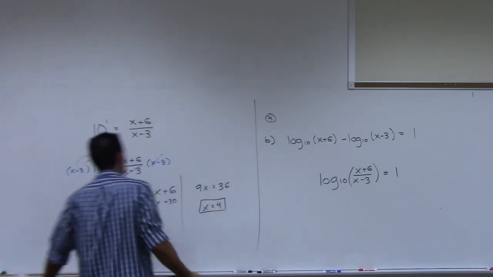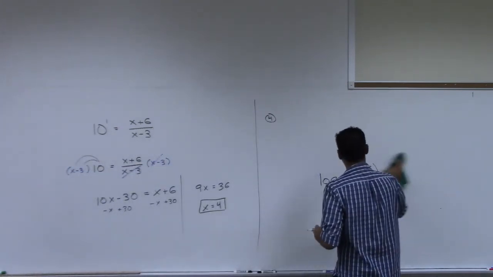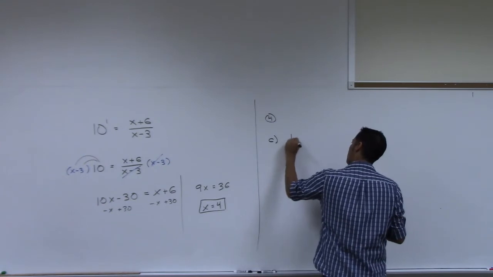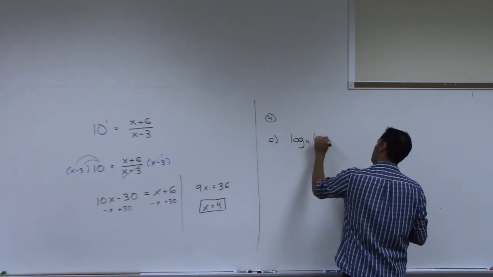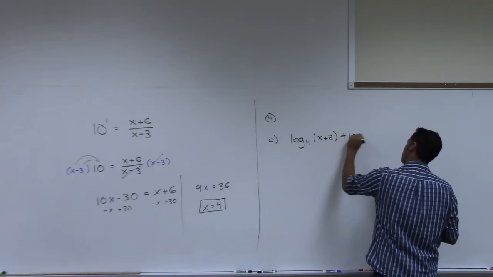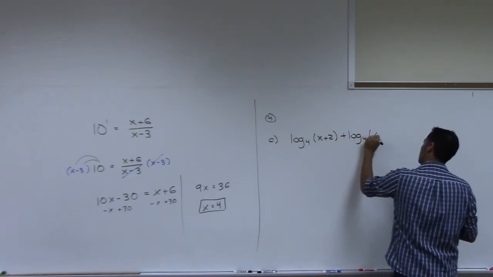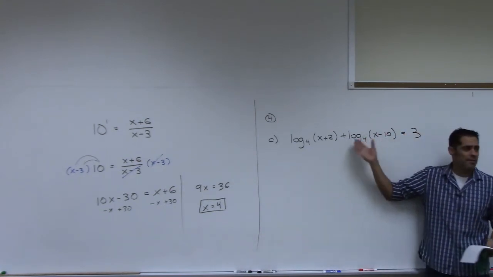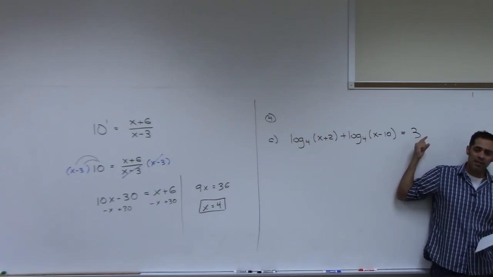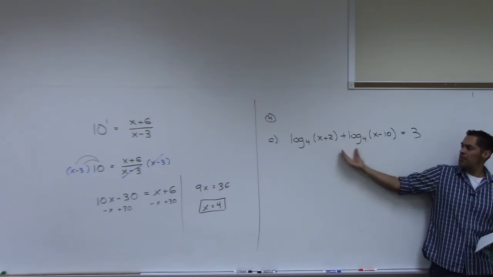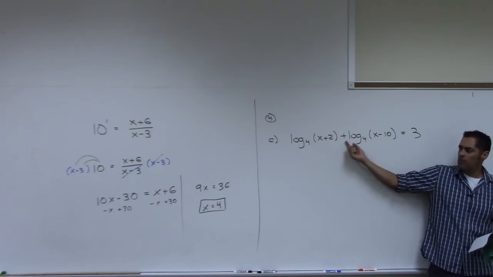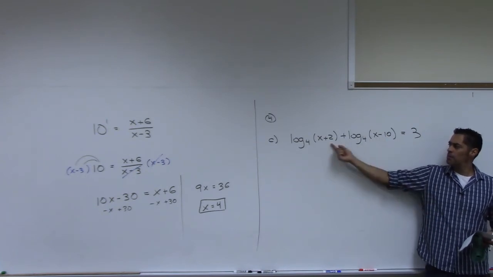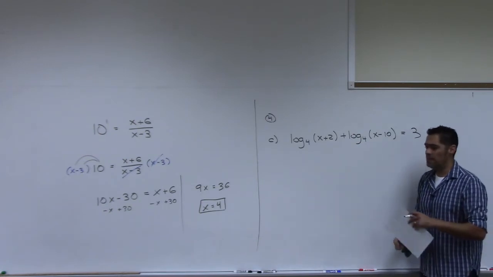Let's look at 4C. Does anyone see the main difference between 4B and 4C? Yeah, you have addition between these two logs instead of subtraction. You still have the same format: logs on the left and no logs on the right. So you're not trying to match things up like in part A. So you combine these two together. When you have two logs being added, what do you do with these two pieces? You multiply them, right? We're going to have to multiply them instead of divide.